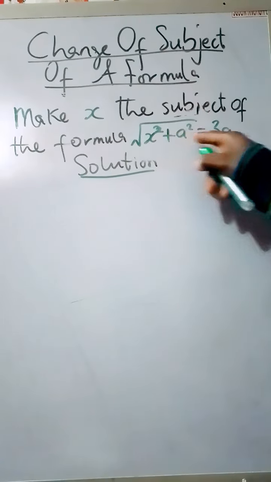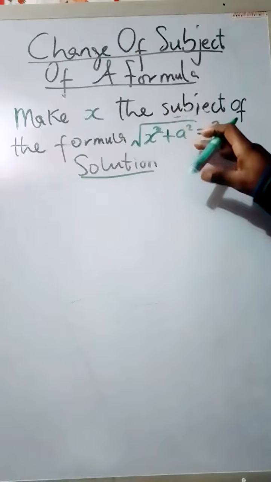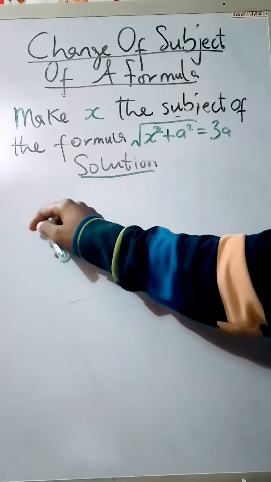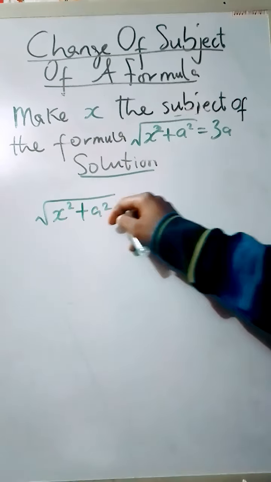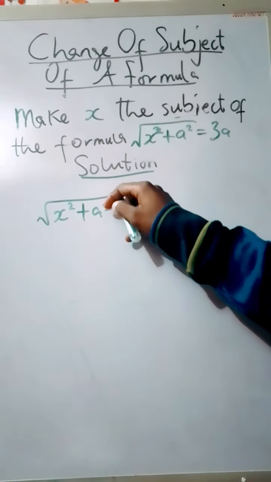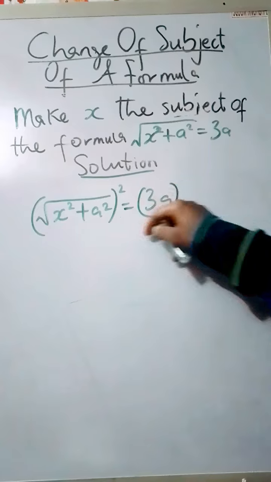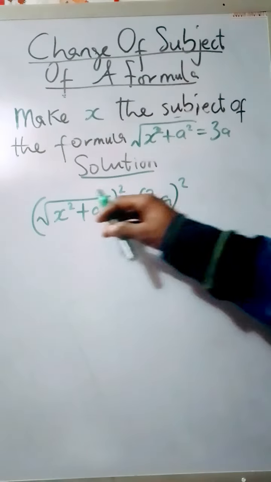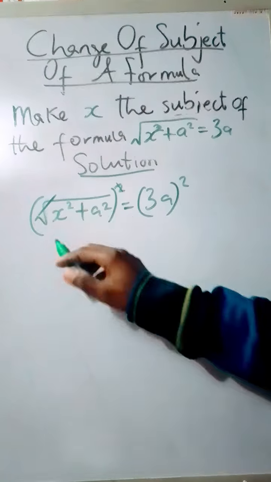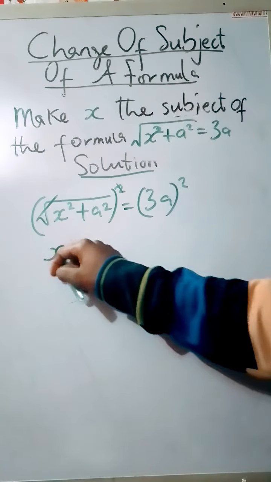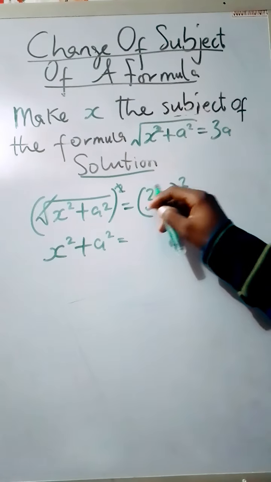You have x to make the subject of this equation: the square root of x squared plus a squared equals 3a. Now, first of all, you'd want to get rid of the square root. And you do that by raising both sides to the power 2, that's the square. Taking the square of both sides, the essence is that the square cancels the square root, leaving you with x squared plus a squared equals the square of 3a.